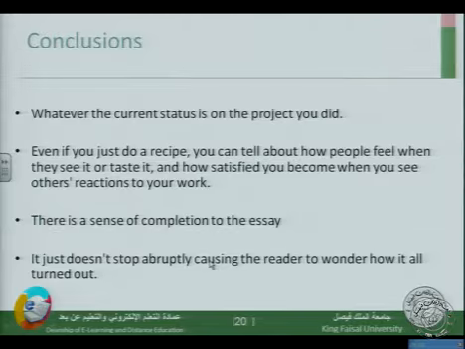When you cook something, you start with the first step, the second step, and then you add something else. Then you put it in the oven. Then it's ready. Then you offer it to the people. People eat it. Then you ask the people, how was it? When you say, how was it, then this is the conclusion. There is a sense of completion to the essay.